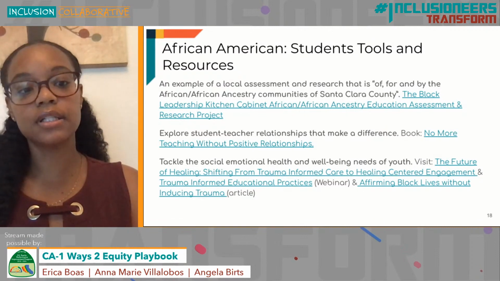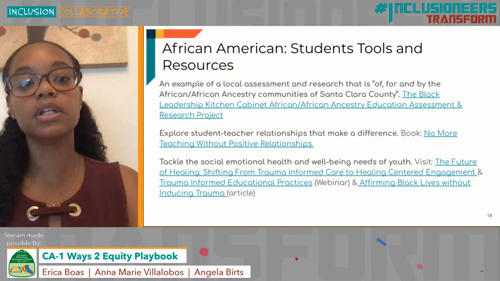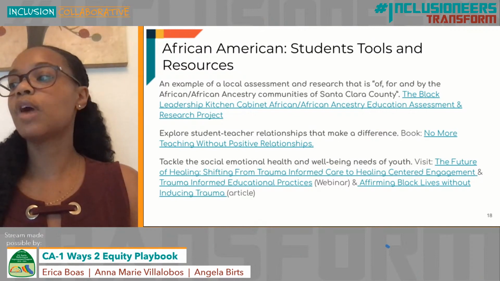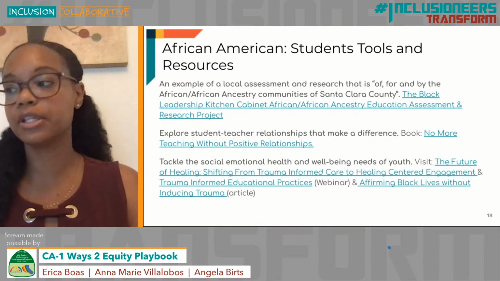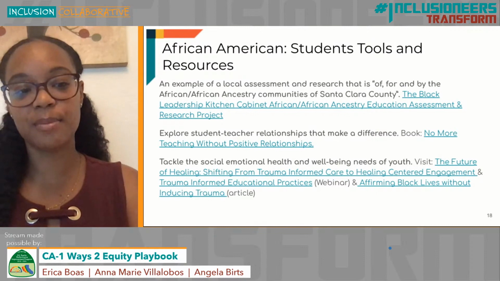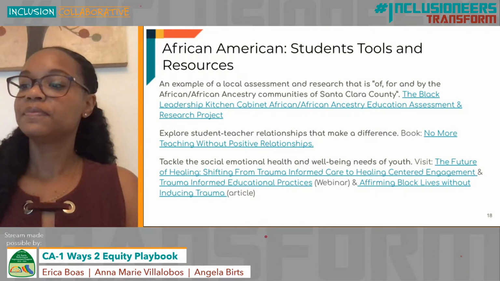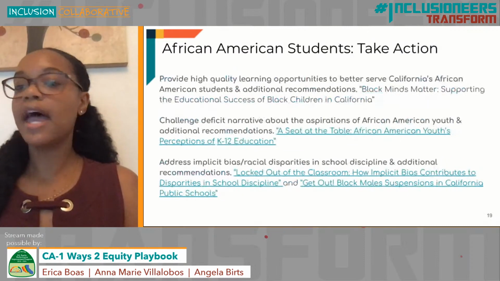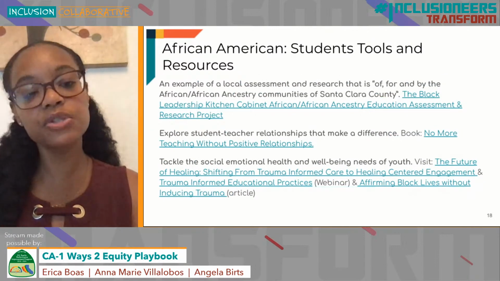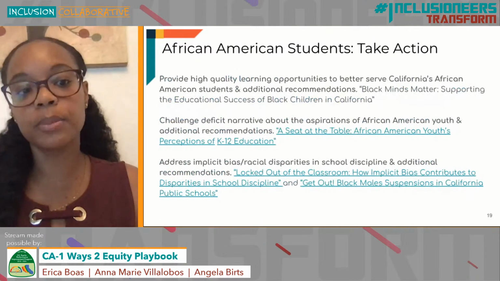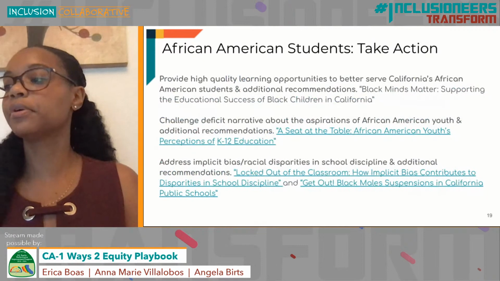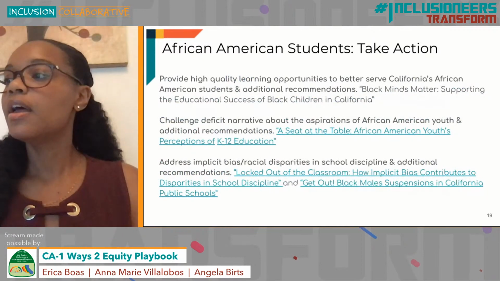Similarly, there are other studies and tools that focus specifically on trauma, such as the future of healing, shifting from trauma-informed care to healing-centered engagement, and affirming Black lives without inducing trauma. And that is to say, how to be strategic in working with students to discuss issues that they're facing, while also informing them on opportunities to leverage their experience and progress in their academic journey.